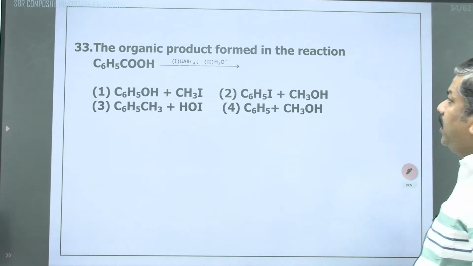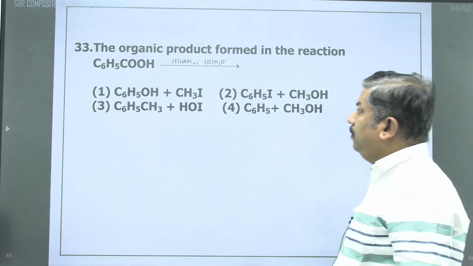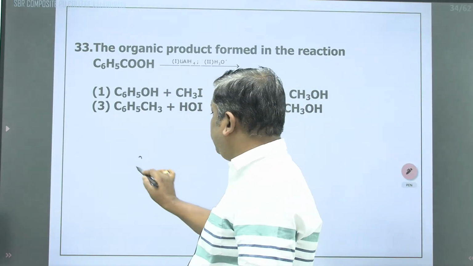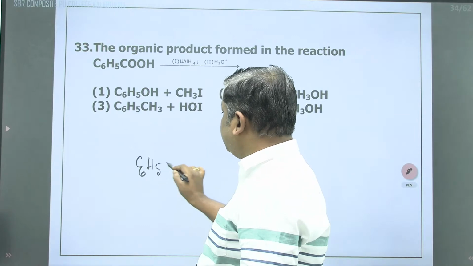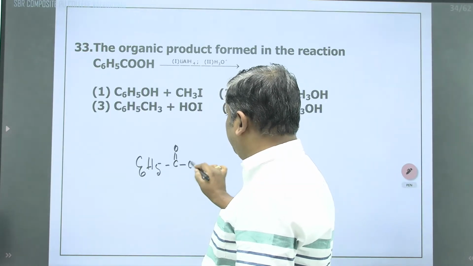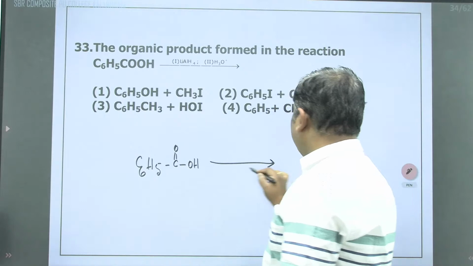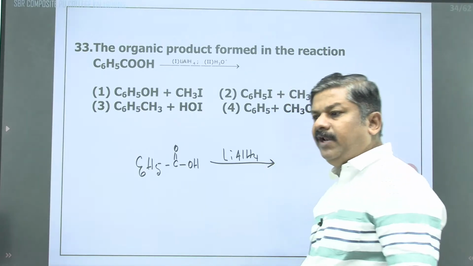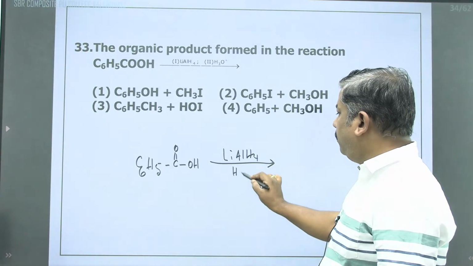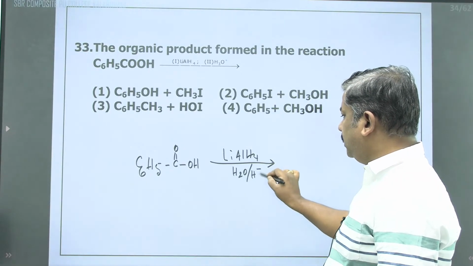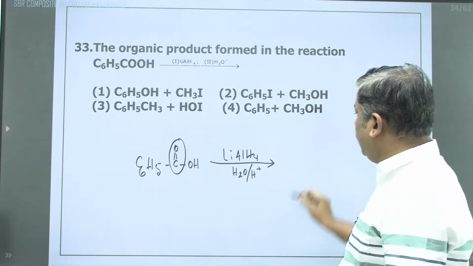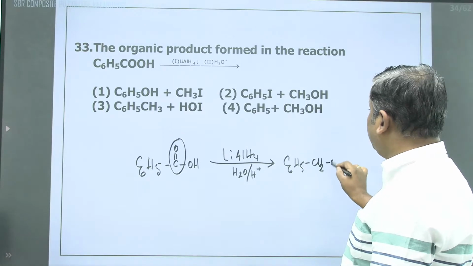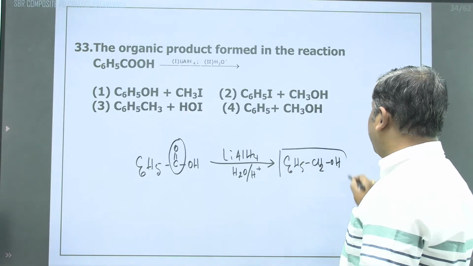Question number 33: the organic product formed when benzoic acid is treated with lithium aluminum hydride followed by hydrolysis. Whenever benzoic acid or any carboxylic acid is subjected to reduction with lithium aluminum hydride followed by hydrolysis, the CO group gets converted into a CH2 group. So formation of an alcohol takes place in this reaction.